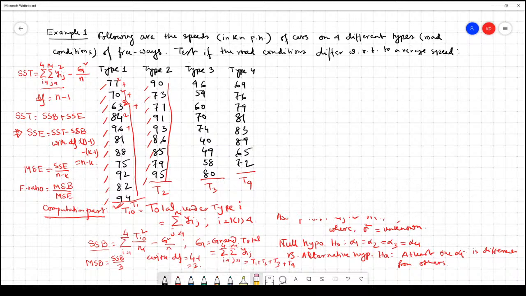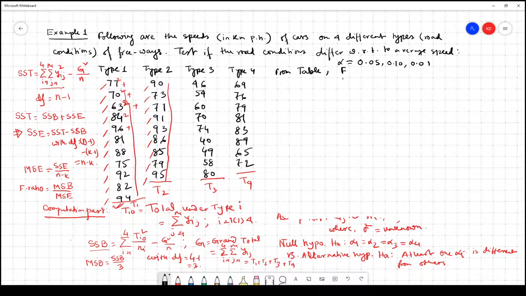Now from the F table, you can find the critical value. Alpha is a pre-assigned value. Generally we take alpha equal to 0.05. If alpha is not mentioned in the question, in that case we take alpha equal to 0.05. Otherwise you can take alpha 0.05, 0.10, 0.01.